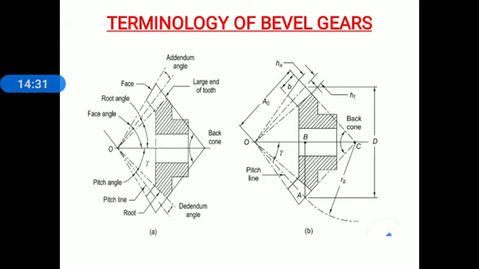A to B is the back cone radius, denoted by letter R suffix B. Capital D is the pitch circle diameter of the bevel gear. Okay, now let me start.